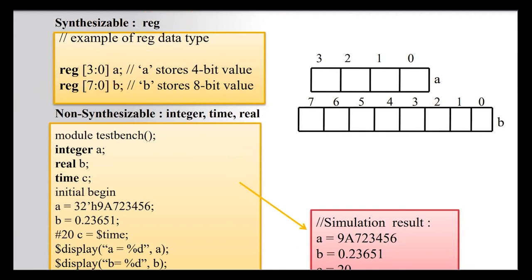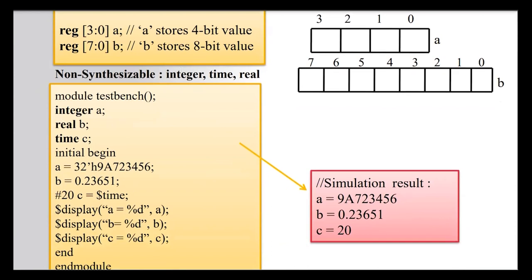Next, coming to the non-synthesizable data types: integer, time, real. These three we will use only in the test bench. Here I have taken three variables: integer A, real B, time C. A is a 32-bit value, so 32-bit hexadecimal, where H means hexa, and each digit will be generated for 4 bits. B equals some decimal floating value. In C language we call it float; in Verilog we call it real.